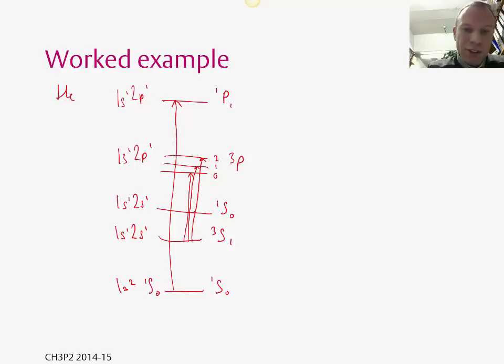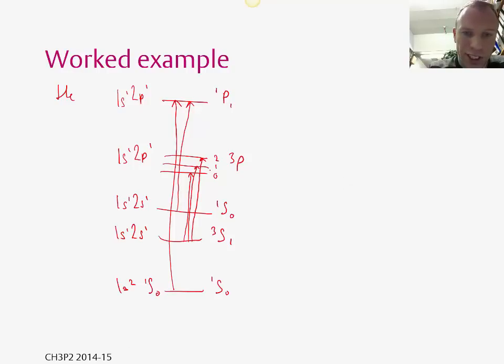Let's take the next one. So singlet S0, can we go to a triplet state? No, we can't, because that's spin forbidden. Can we go from singlet S0 to singlet P1? The spin's fine, delta capital L is plus 1, which is fine, delta capital J is plus 1, which is also fine, so this transition here is also allowed.